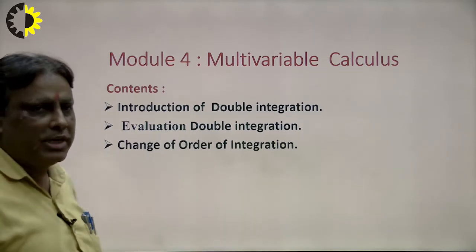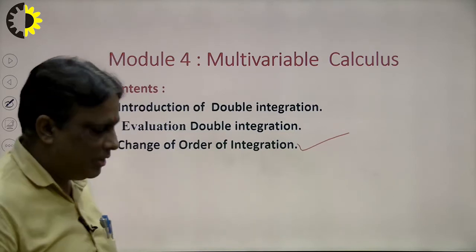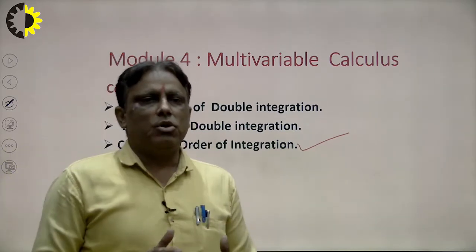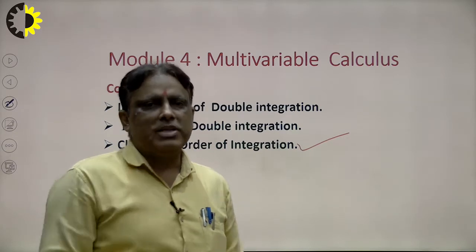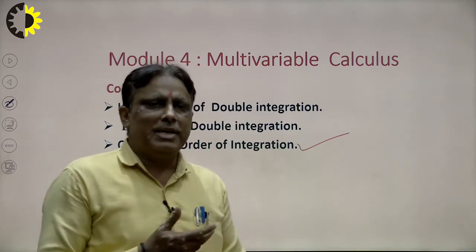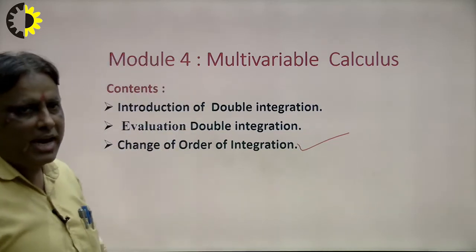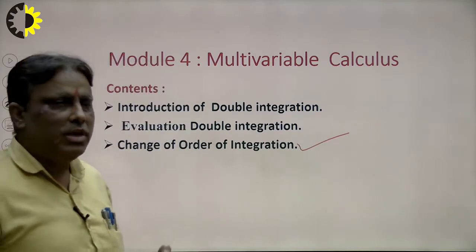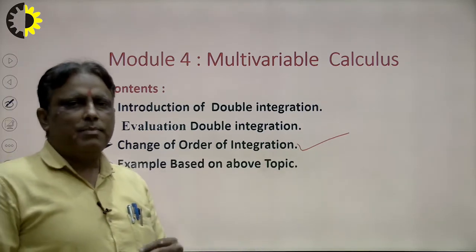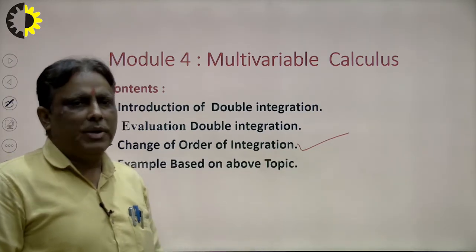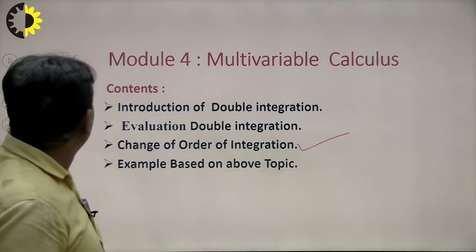And after this a new and very important topic, change of order of integration, which plays the most important role in our engineering and technology. When we are unable to solve any kind of problem by using double integration, we can change the limits by using this topic, and that is known as change of order of integration. After this, some examples will be solved on the topic.